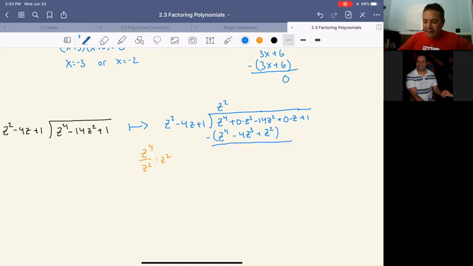But we have to be very deliberate, okay? We're going to be very deliberate that will reduce our mistakes. So z to the fourth minus z to the fourth is 0. This is going to give us a plus 4z cubed, okay, minus 15z squared. I'm going to bring down that 0z and 1. All right? Next, we're going to take this 4z cubed and divide it by z squared.